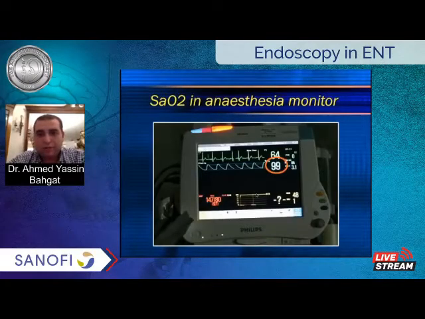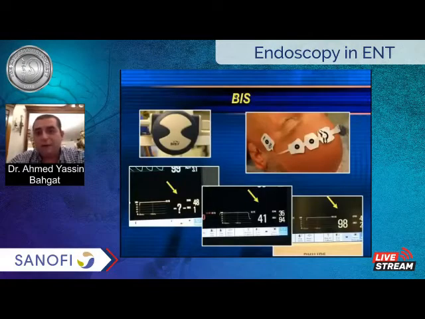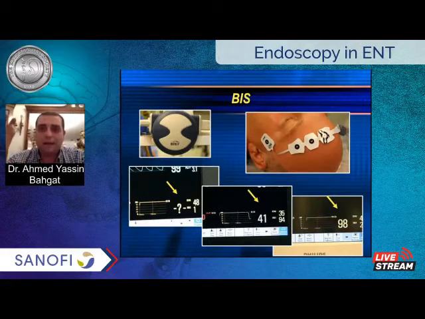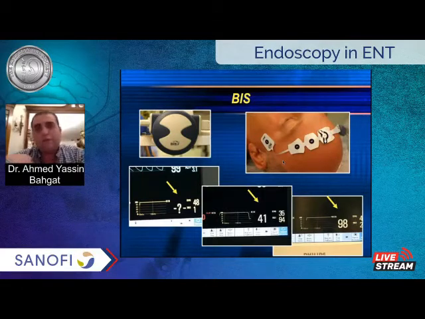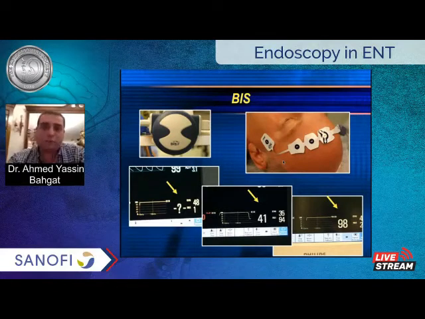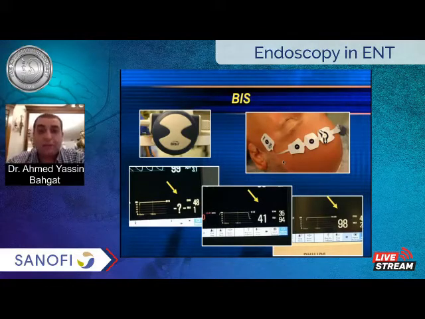So with the saturation, if it starts to drop below 90, we start to judge. Or if we have BIS, BIS means live EEG. It's continuous EEG during sleep. Many centers now use BIS, not only for sleep endoscopy but for all kinds of anesthesia, in order to judge that the patient is in a good state of general anesthesia. If I do BIS for myself now, it will give a recording of 100%. So my brain activity is 100%. I'm alert, I'm talking to you, you are awake, so you are 100%. If a patient is brain dead, it gives you 0%.